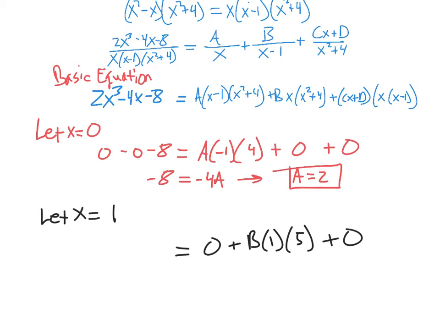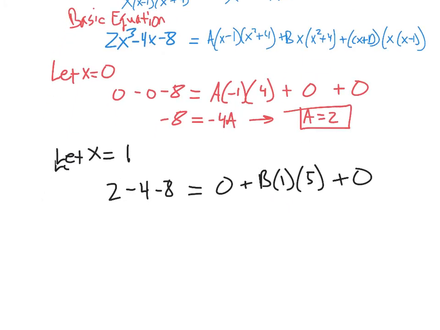Okay? And on the left side, we plug in 1 to here: 2 times 1 squared minus 4 times 1 minus 8. All right, so that's the idea there. That's going to give us negative 10, right? And 5b. So that tells us that b is negative 2.